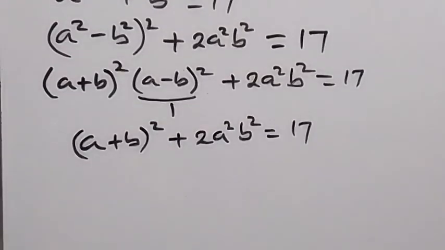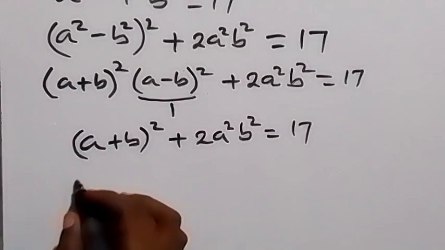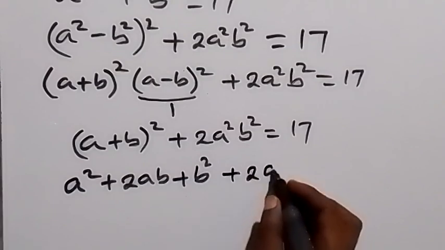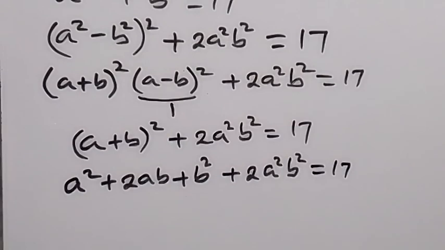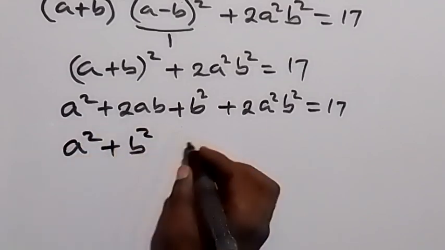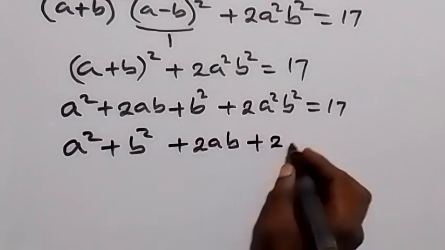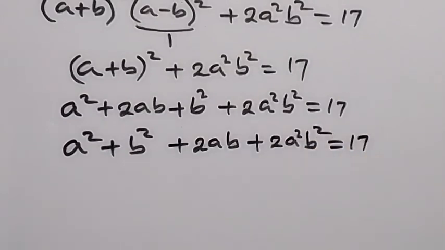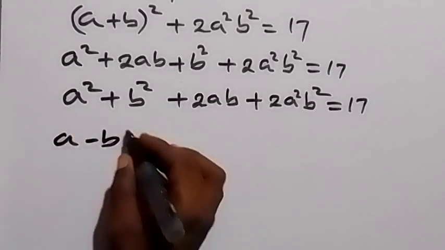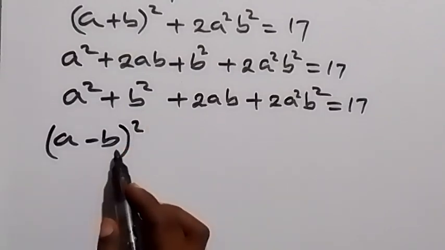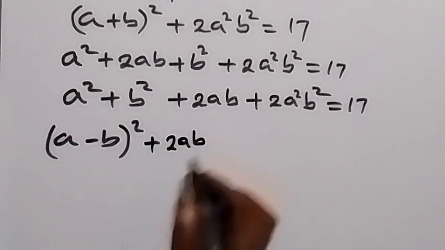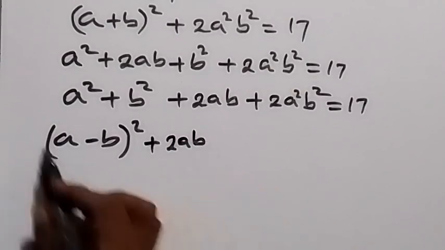Then in the next step, we expand this, and what we have now will give us a square plus 2ab plus b square, that's the expansion here, then plus 2a square b square equals 17. And from here, let's bring the squares together. So I can write this as a square plus b square, then plus 2ab, then plus 2a square b square equals 17. And then from here, we can write this a square plus b square, and from a minus b all squared, this contains a square plus b square, then minus 2ab. Then I need to add 2ab in order for me to have just a square plus b square. So everything here like this will give me a square plus b square.